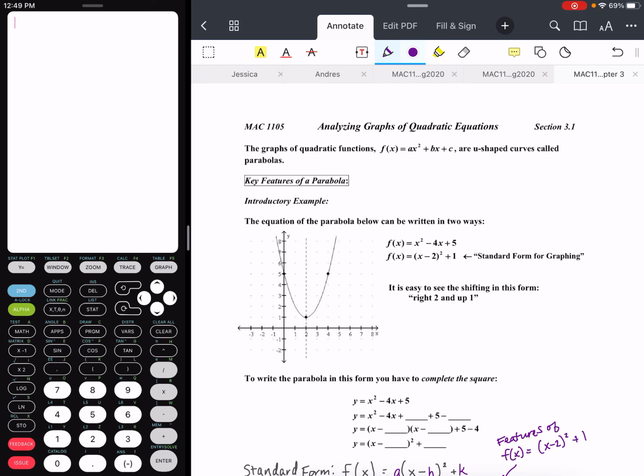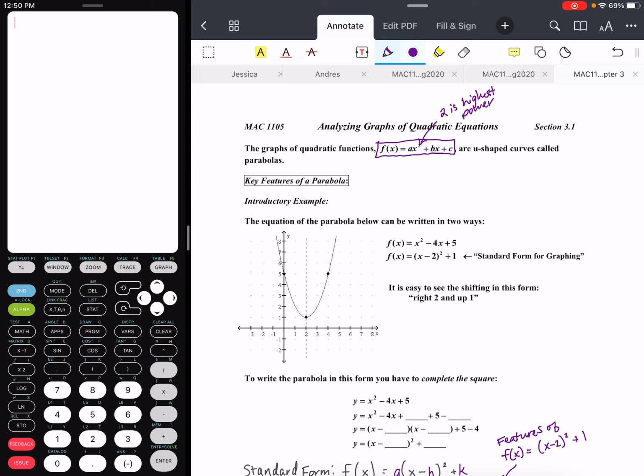In this section, we'll be talking about graphs of quadratic equations. And as a reminder, quadratic functions have this form, f of x equals ax squared plus bx plus c. So you can spot them based on the fact that the highest power in the function is 2. So 2 is the highest power. So that's what makes it quadratic. So these are degree 2 polynomials.